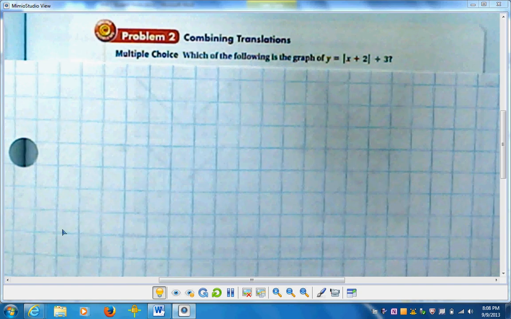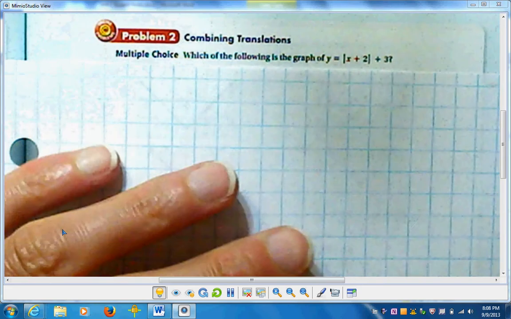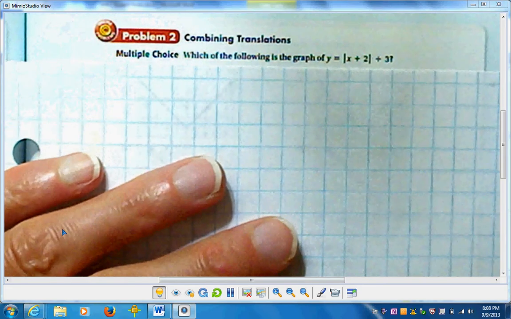Problem 2 is multiple choice, but before we look at our possible answer selections, I want to investigate what we already know, because there's a lot that we already know, even though this looks a little bit different. So let's just look at this function, but we're going to break it down into pieces.